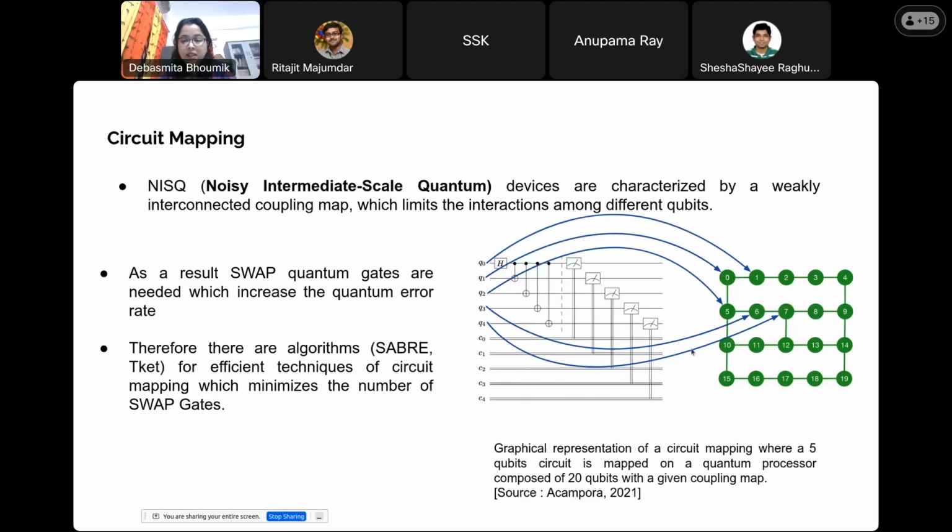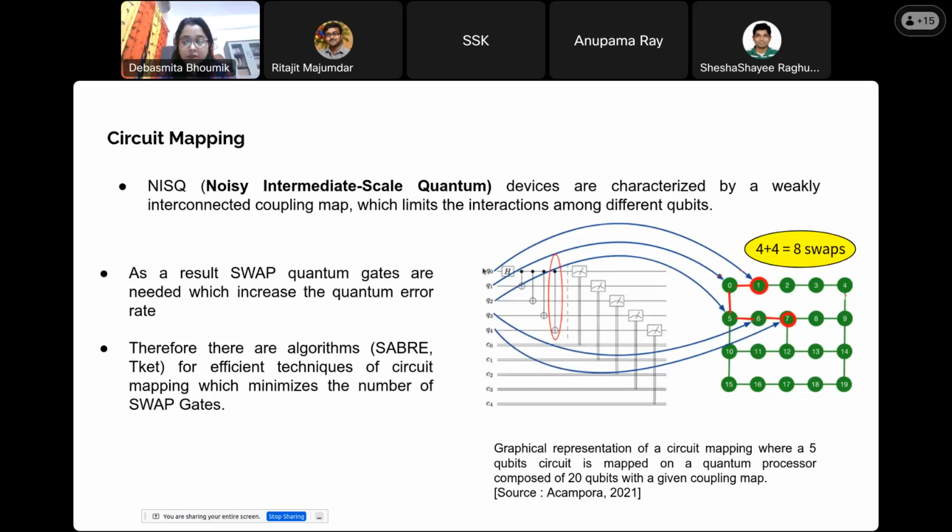Now we have to do this CNOT between qubit 0 and qubit 4. Then what happens? We have to do the CNOT between this 1 and 7 here, but there is no direct connection. So we need to introduce some swap gates to bring this 7 near this 1, do the operation, and then again put it back. So we need 4 plus 4, 8 swaps total. So swap gates are needed, which increases the quantum error rate, because swap gates means CNOTs and their error rates.